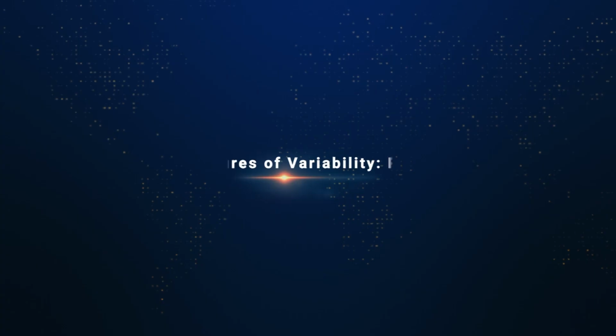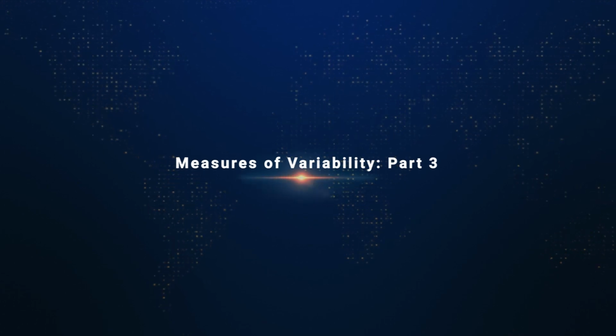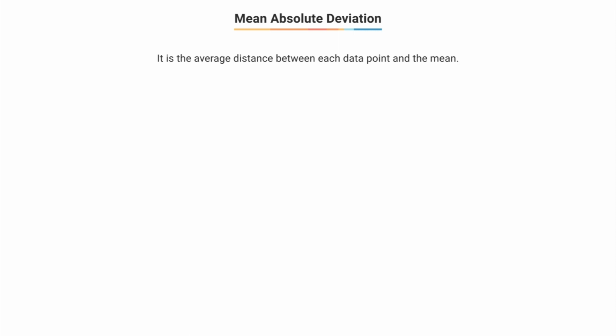Now we'll discuss another measure of variability, that is mean absolute deviation. The mean absolute deviation of a dataset is the average distance between each data point and the mean. It gives us an idea about the variability in a dataset. The steps to calculate the mean absolute deviation are provided here.